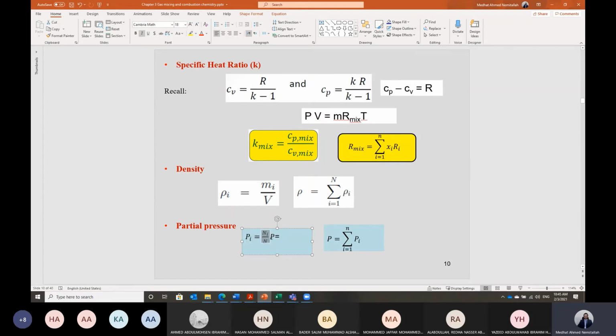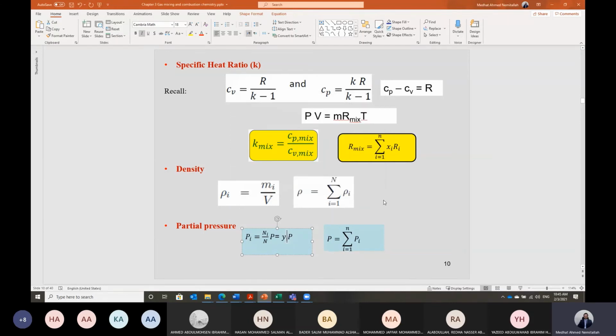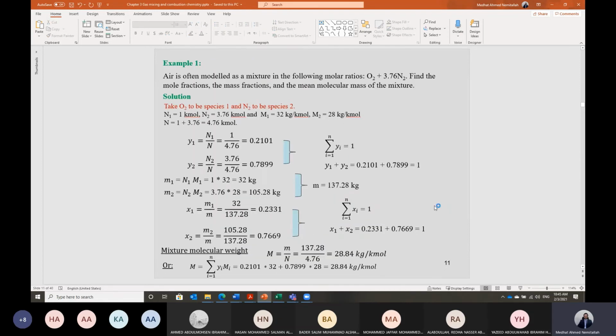So that should equal the mole fraction. The mole fraction, we call this one Yi. The mole fraction multiplied by the total pressure. Is that clear, guys? Clear? So the partial pressure for each component is equal to the mole fraction of this component in a gas mixture multiplied by the total pressure.